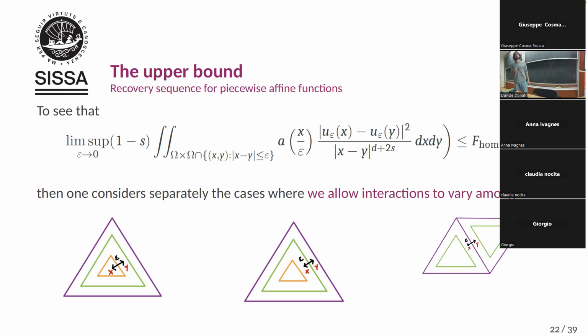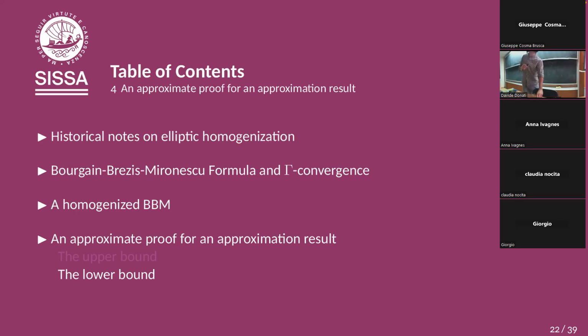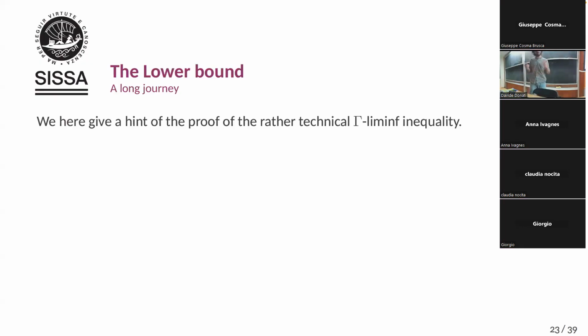In this other case, basically the reasoning that we have done for affine functions tells us we will recover this through this procedure. And then one will have to sum up what you obtain on each simplex to obtain this final inequality. This is more or less the gamma limsup. As for the gamma liminf, the situation is a bit more complex because it's rather more technical.